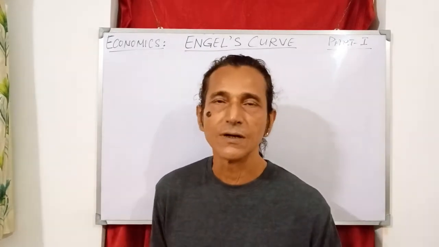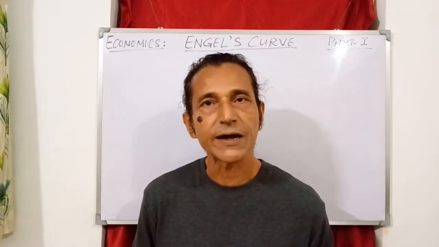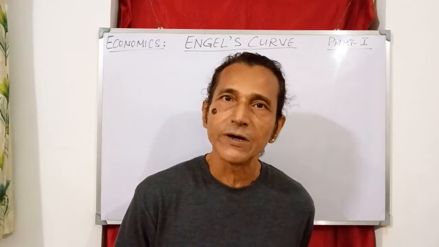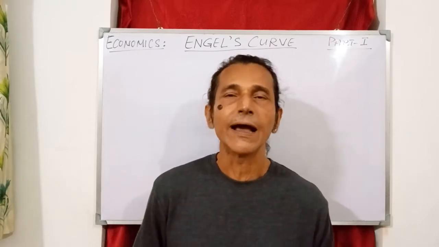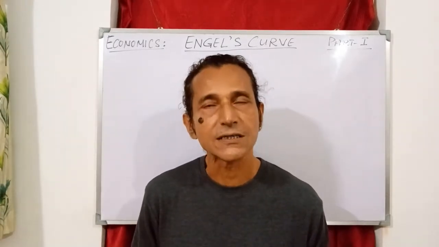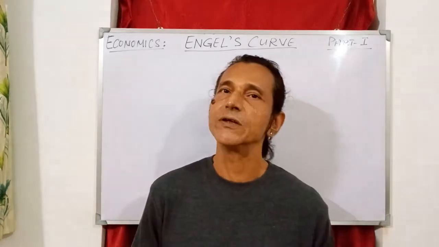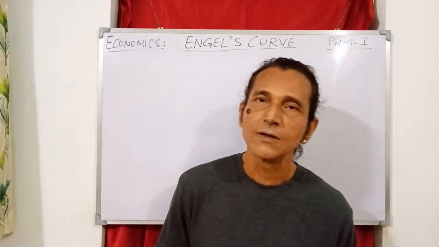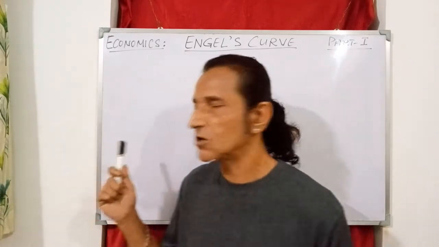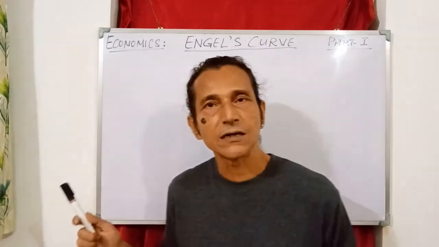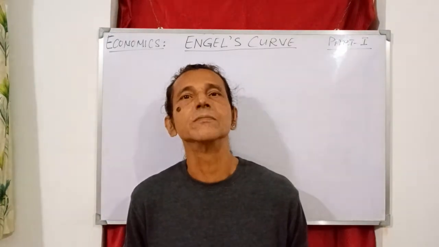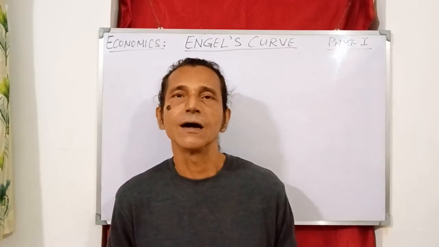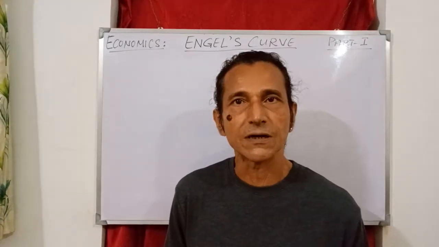And in part 2, I will discuss the shape and slope of Engel's curve of a normal commodity and an inferior commodity. And in part 3, I will discuss how you could compute the value of income elasticity of demand from the equation of Engel's curve. So let's get into today's topic: what is Engel's curve, what is Engel's law, and how Engel's curve can be derived from ICC, that is, the income consumption curve.